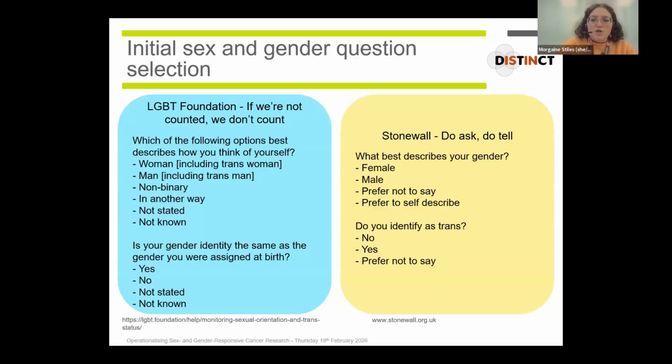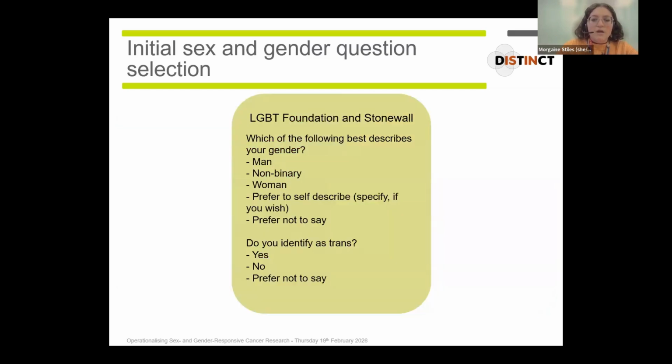So then we looked at the LGBT Foundation If We're Not Counted, We Don't Count guidance, and Stonewall's Do Ask, Do Tell guidance. To note that neither of these are research specific; the Stonewall guidance was designed in an HR capacity, and the LGBT Foundation guidance was developed for use in the NHS. So after discussion, we used a combination of both at this stage, and we made some adaptations for ease of comparison to national data sets, such as, in this case, Scotland's 2022 census.